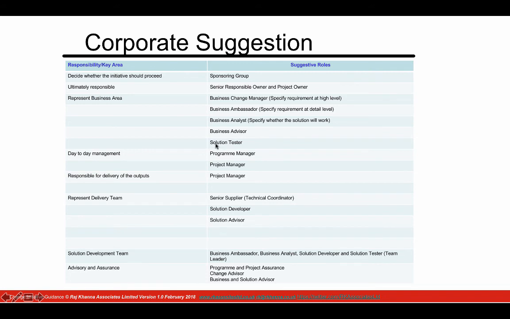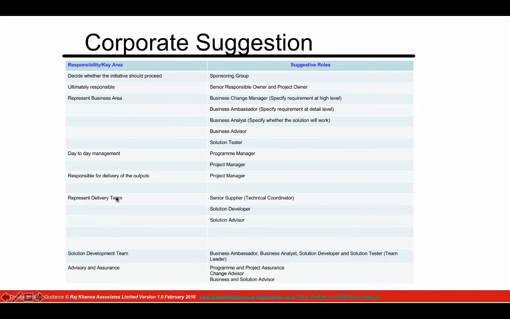The solution tester, because they're testing the solution. Again, you may choose to call them business tester, but that doesn't ring a bell for us, so we would recommend a solution tester. So that really is encompassing Managing Successful Programmes, PRINCE2, Agile, and change management. And so they're the roles we get from the business side. Then, of course, if the initiative is managed as a program, we have a program manager who will have project managers working for them, or we simply have a project manager who is responsible for the delivery of the output.